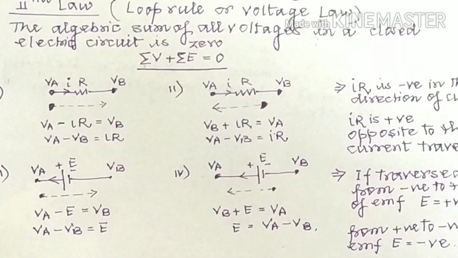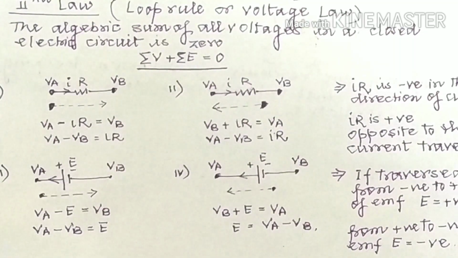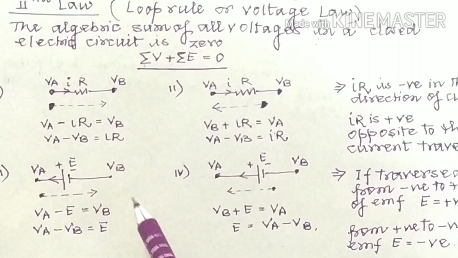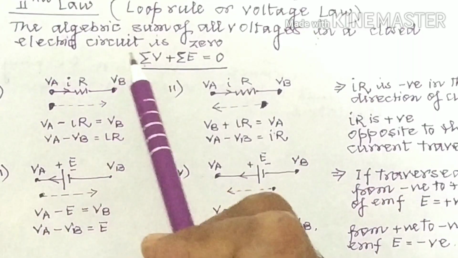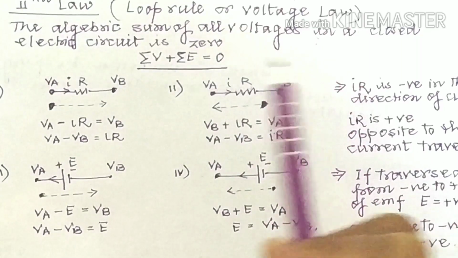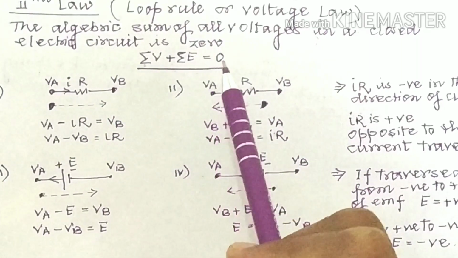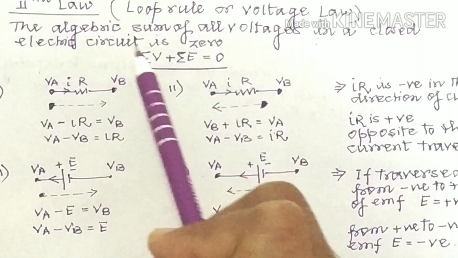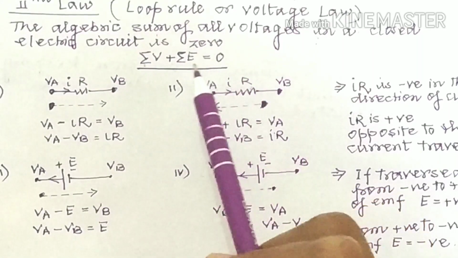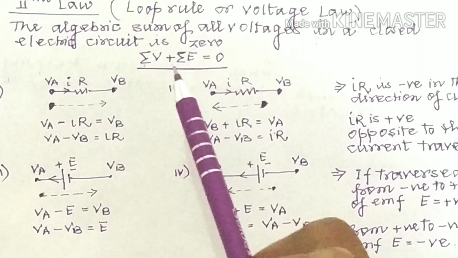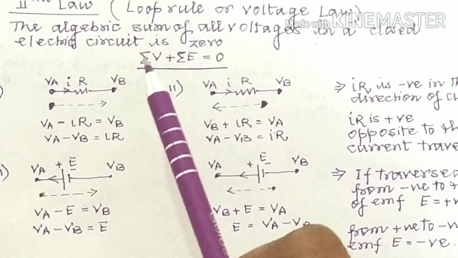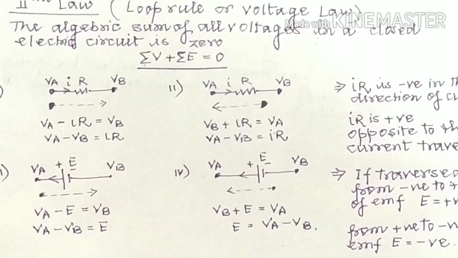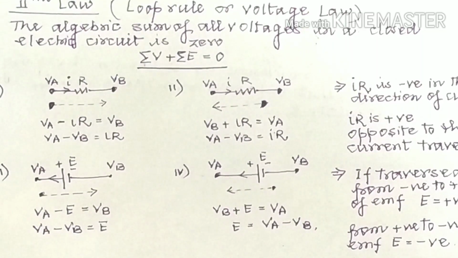Now Kirchhoff's second law. This is also known as the loop rule or voltage law. The algebraic sum of all the voltages in a closed circuit is always 0. The algebraic sum of all the voltages, that is the voltage across the resistor as well as the cell, is always 0.